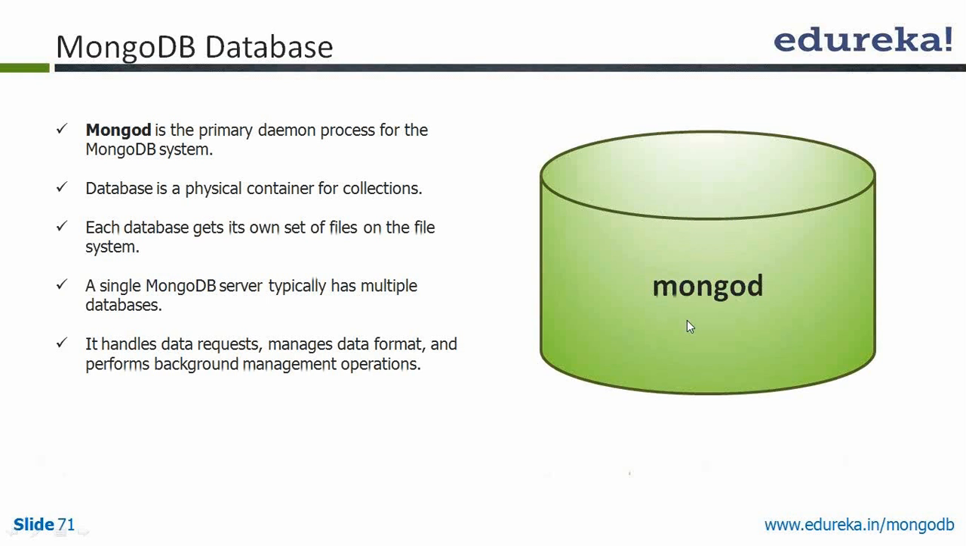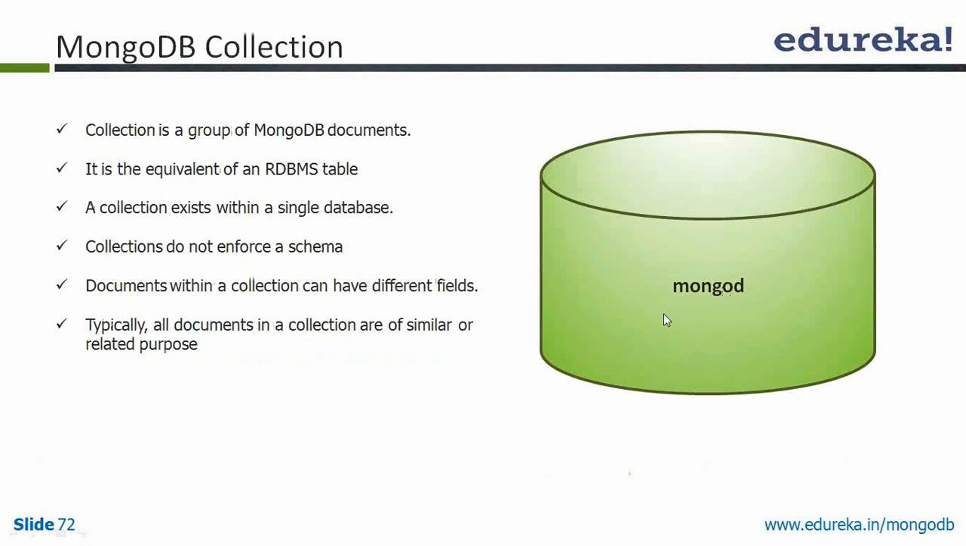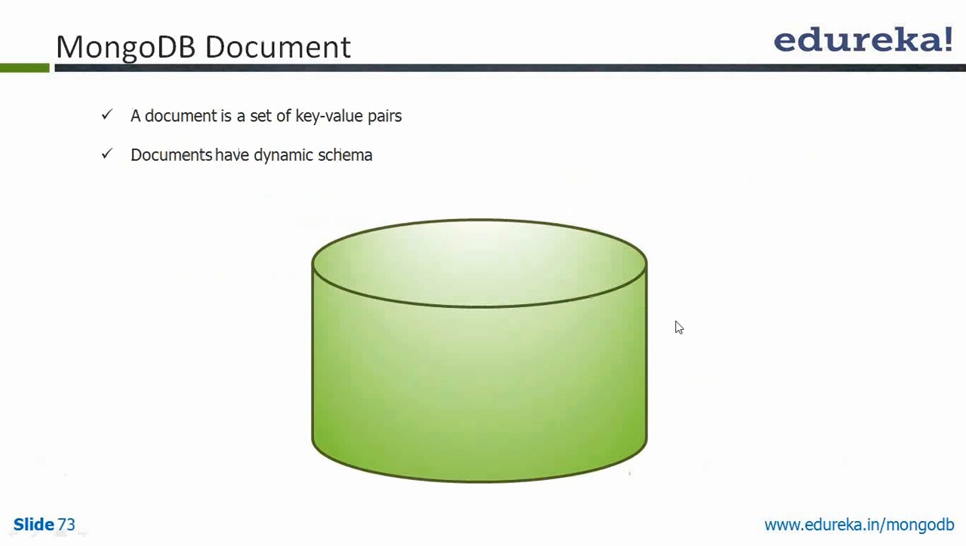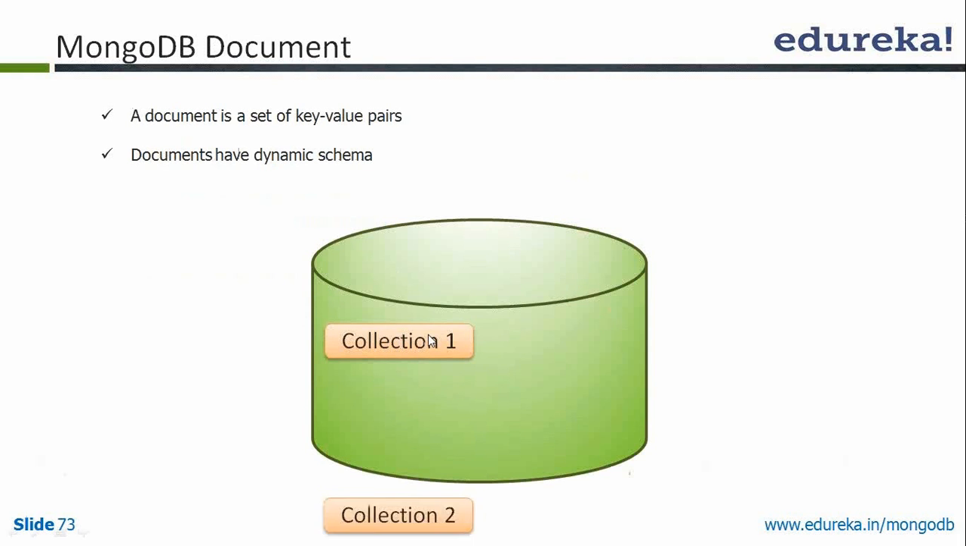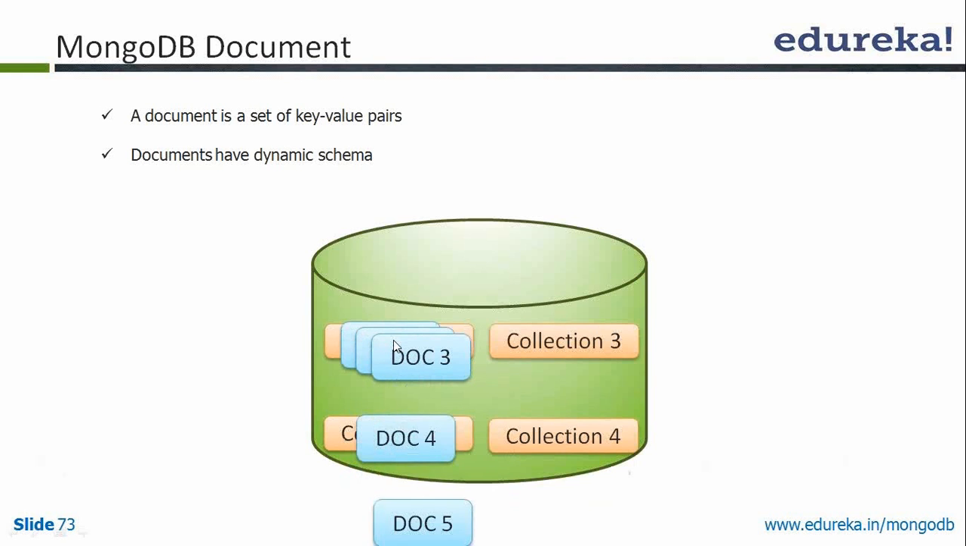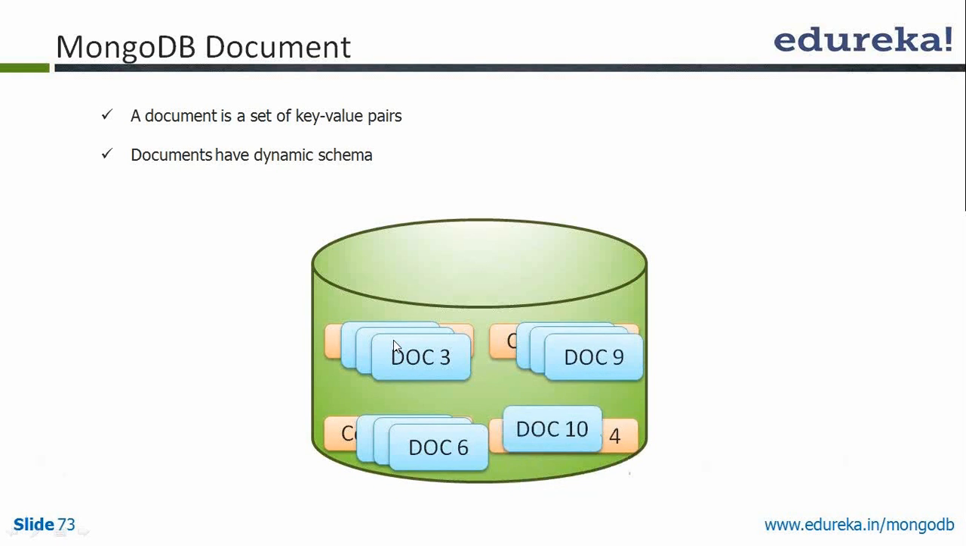And then inside the collections you will have documents. We'll see. So let's say this is a MongoDB database. You may have collection 1, collection 2, collection 3, collection 4, collection 5, and so on. So you can have n number of collections inside your database. Now let's talk about the documents. So this is your MongoDB database. Inside that you will have various collections. Inside the collection you will have documents. Now what a document is, we will see.